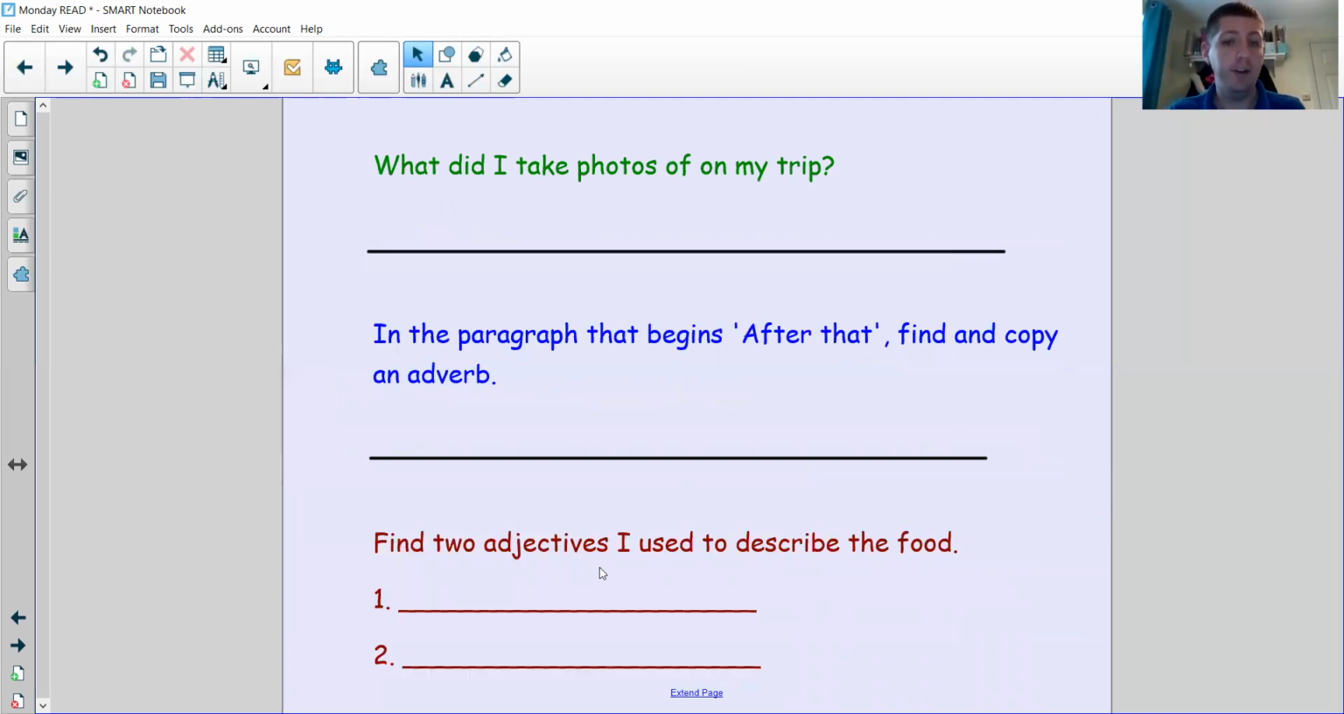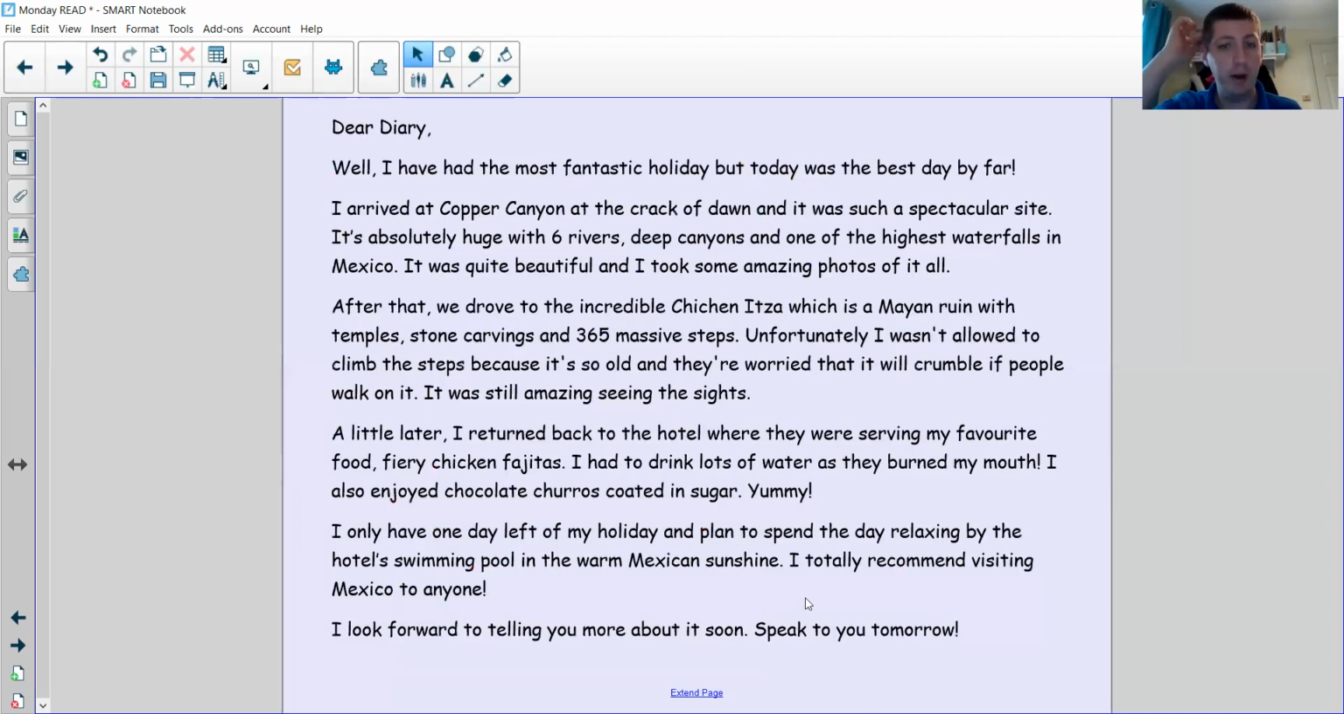Find two adjectives I use to describe the food. Now, this already tells me what an adjective's job is to describe. But I need to find two words that describe the food. So remember, I'm looking for the paragraph all about the food. It's not going to be about Copper Canyon. It's not going to be about Chichen Itza. So where is the food information? And what two adjectives are there to describe the food? Have you found it?